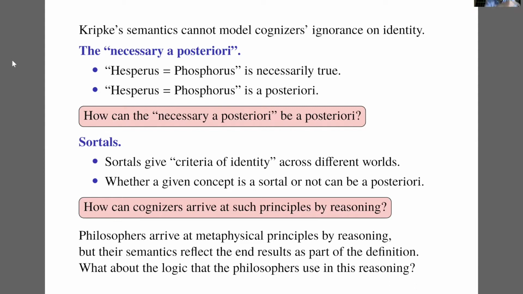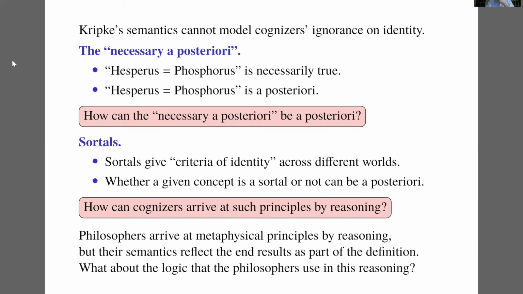But once we ask quantified modal logicians, okay, look, this is the result of our philosophical analysis about this concept, whether it is sortal or not, then logicians' semantics reflect the end results as part of the definition of their semantics. But then the question I have is, okay, so what about the logic that those philosophers of physics just used in their reasoning to arrive at the conclusion with respect to whether elementary particles are solid or not?